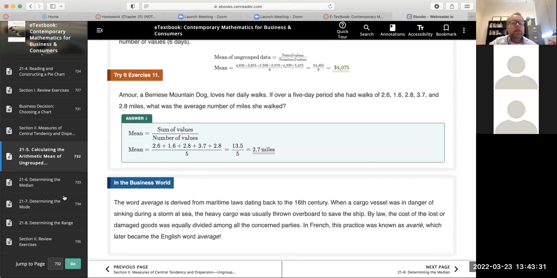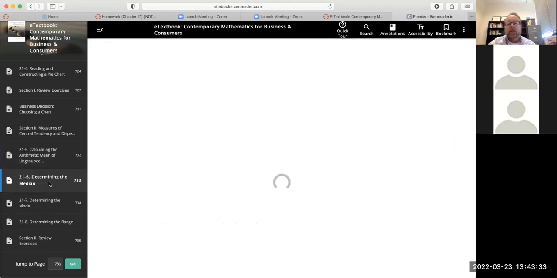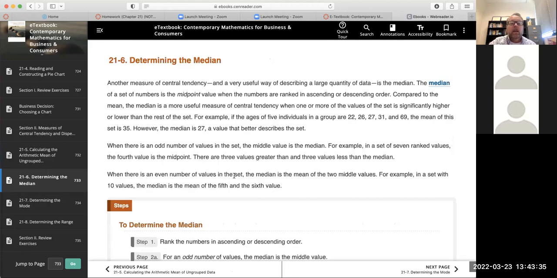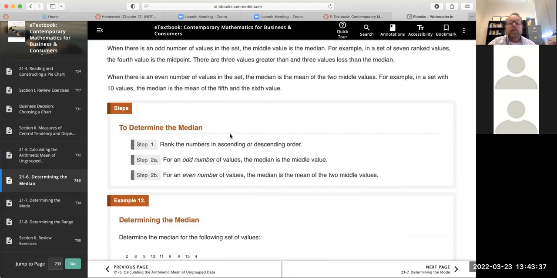And that's pretty simple. The median is a little different. With the median, you are ranking the numbers in order, in ascending or descending order.